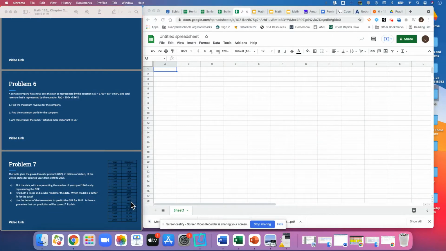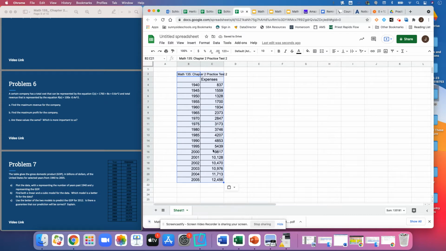So for number 7, we do have the table that gives the gross domestic product in billions of dollars for the United States from 1940 to 2005. So it looks like in 1940, the gross domestic product for the United States was 837 billion, and in 2005, it was 12 trillion, meaning thousands of billions. That's a lot of money, and that's a gigantic increase.